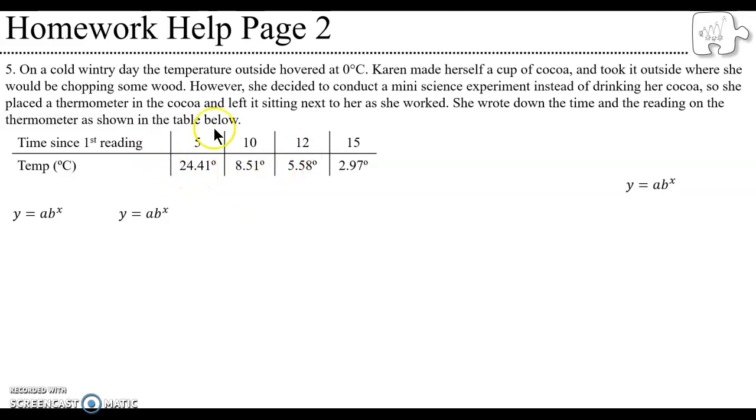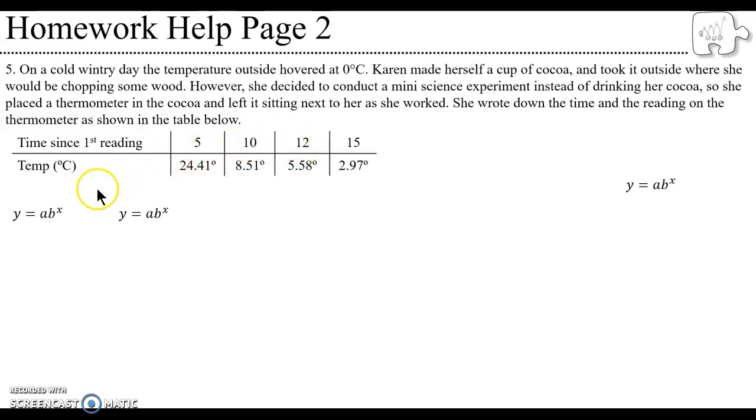So this is an exponential decay function, and we're going to plug it in here. A good idea is to always pick the points that are closest together. So I'm going to pick the 10 and 12 points: 10, 8.51 degrees, and 12, 5.58 degrees. Those are the closest 2 points together in terms of their x values. 10 and 12, they're only 2 away.